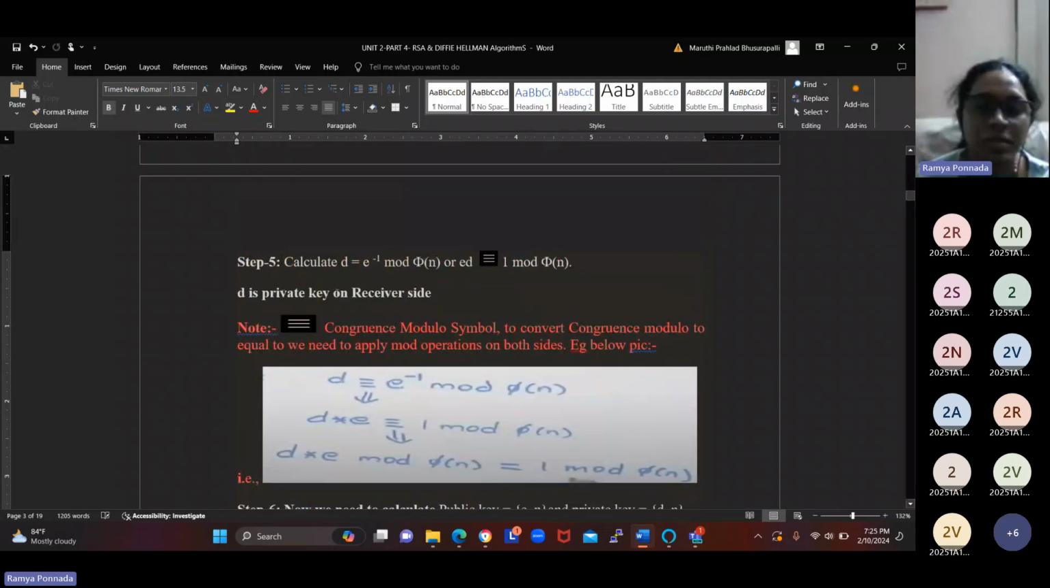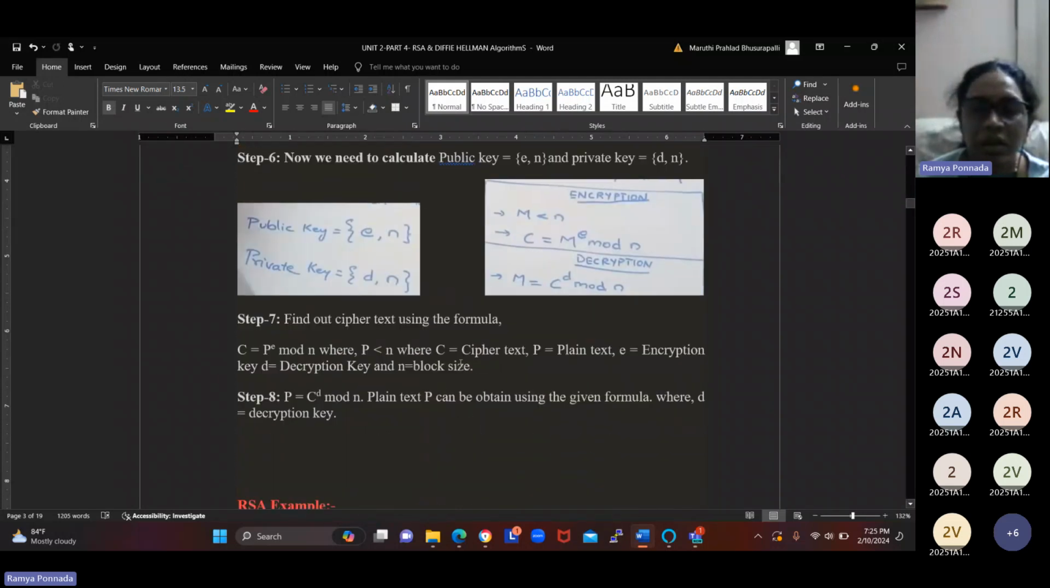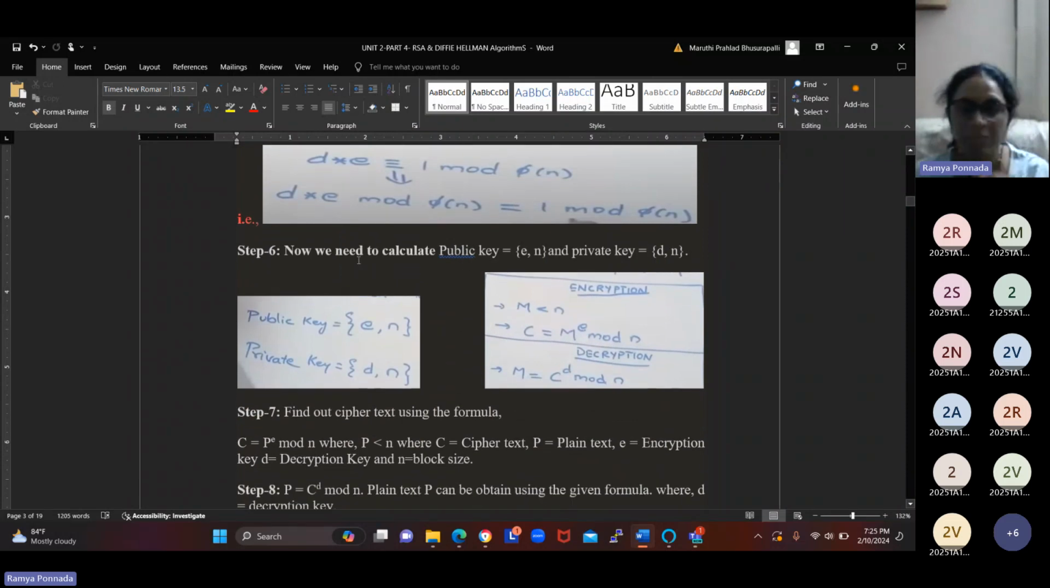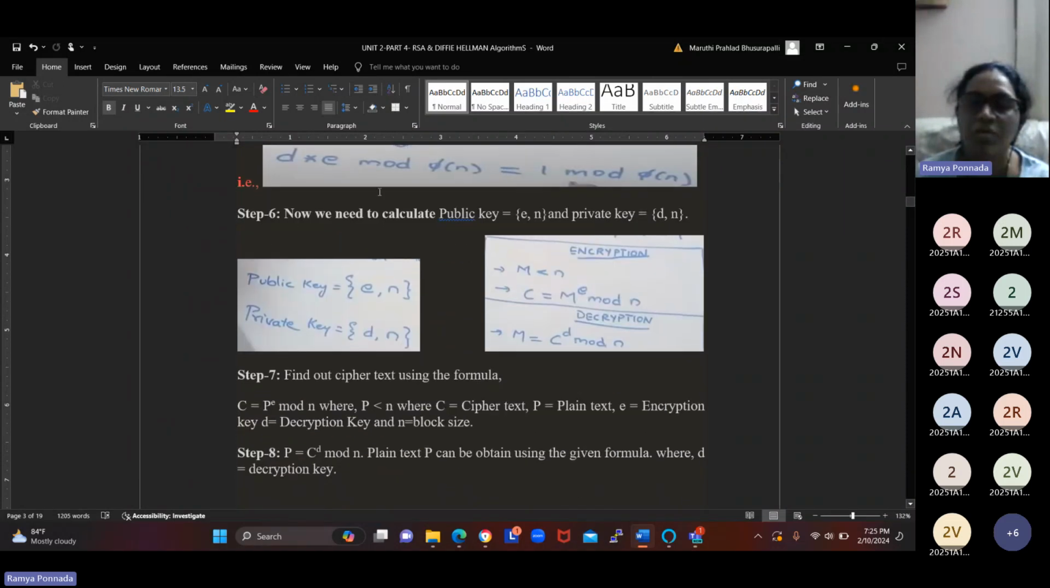Sorry, this is a private key on the receiver side. Okay, so now what is going to happen? Step number 6: public key and private key you are going to be calculating. So E comma N and here D comma N you are going to be calculating. So the same equations were written here.